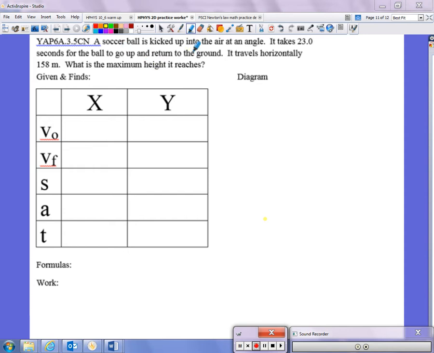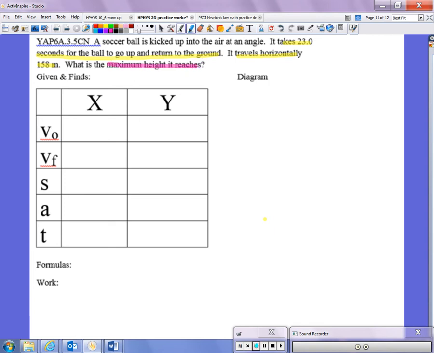A soccer ball is kicked up into the air at an angle. It takes 23 seconds for the ball to go up and return to the ground. It travels horizontally for 158 meters, and it says, what is the maximum height that it reaches?